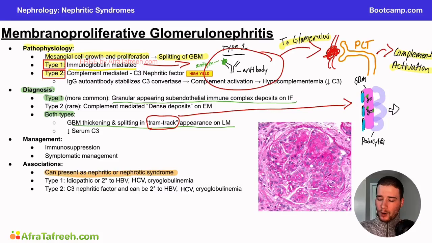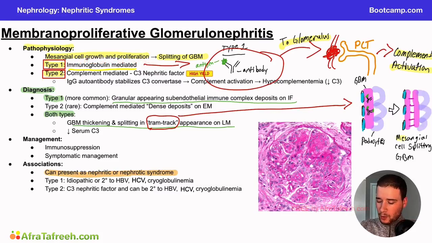And ultimately, we're going to see mesangial cell proliferation in the basement membrane. And this mesangial cell proliferation can lead to splitting of the glomerular basement membrane. And as you can see, a split glomerular basement membrane in theory kind of looks like tram tracks. And so that's what they mean when they say there's a tram track appearance on light microscopy.